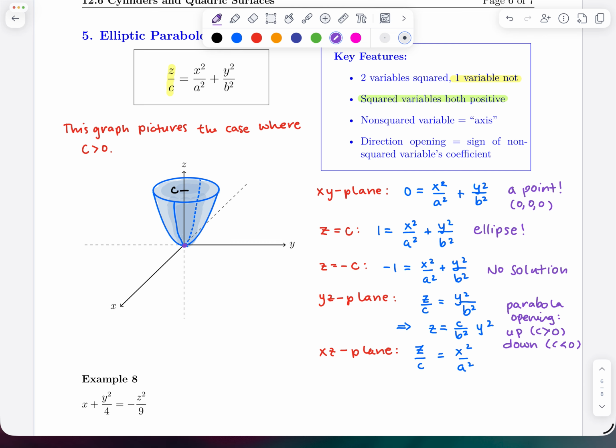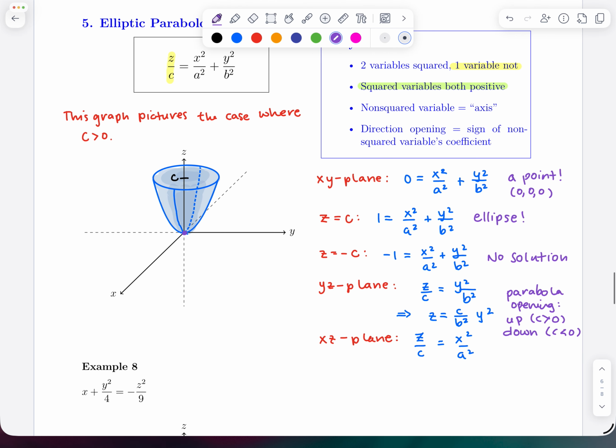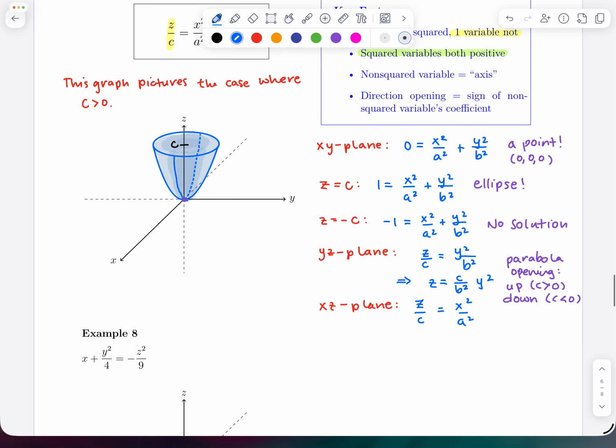Now, this is the specific case where z is my non-squared variable, but if x was my non-squared variable, we would either get a parabola opening forward in the positive x direction or backward, for example. If I look at the xz plane, this time the y term drops out and I get a similar looking equation. And when I solve that, I get z equals c over a squared times x squared. And again, the sign of c is going to determine which direction this is opening.